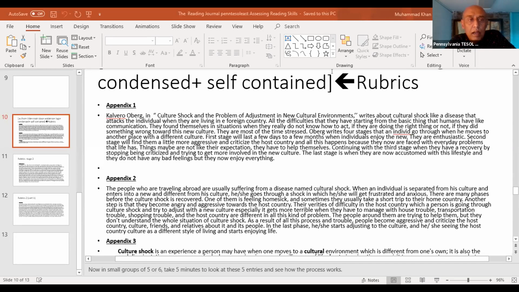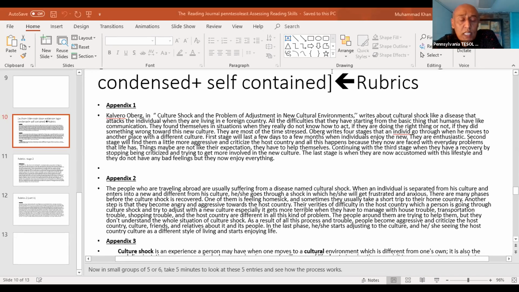Yes, Appendix 1, I do see some element of text. The writer is making sequences, talking about the first stage, the second stage and the third stage. It looks like the student writer is familiar with sequencing and the language used in it. The student also writes the title, the author and the title. Some elements of text are there, like use of pronouns, which help the text connect together, like "they found themselves in situations when they really do not know how to act." So I see some cohesion in the text, and some sequencing is also there.